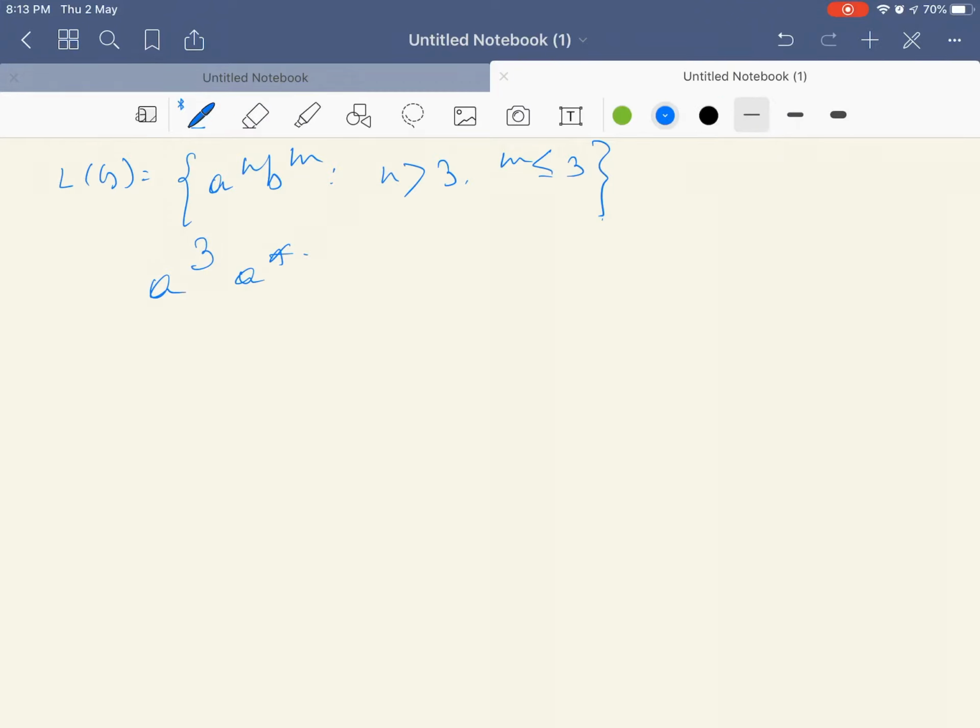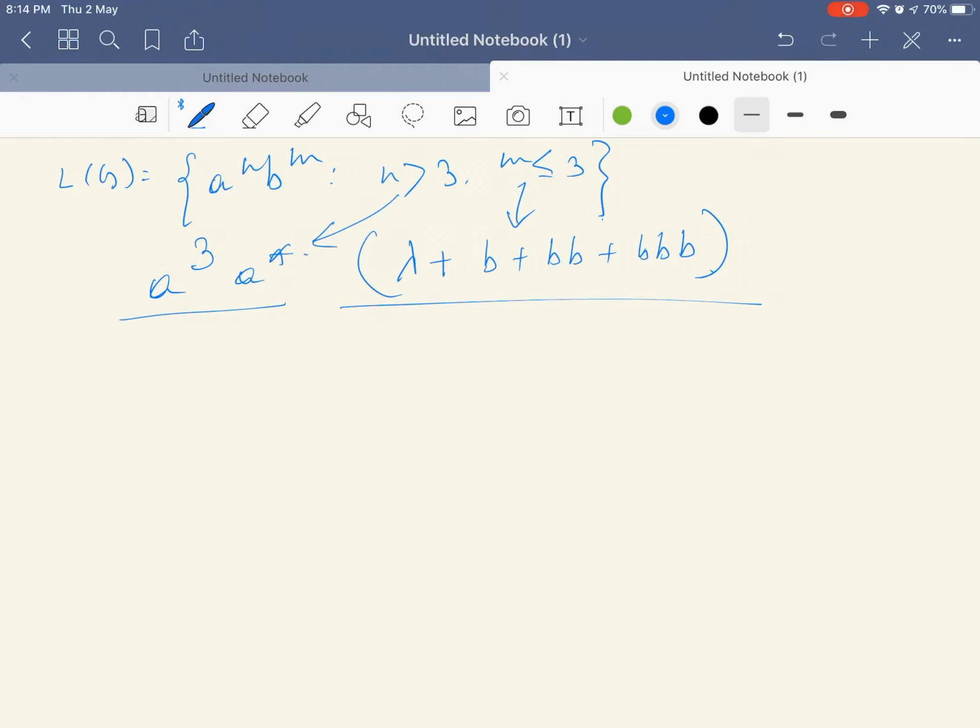Okay. Now for b to the power m, the maximum value of b must be 3, but more than 3 is not possible. So 2 b's can be possible, 1 b can be possible, even no b can also be possible. So how to confirm that? No b can be confirmed by only lambda, 1 b can be confirmed by a single b, 2 b's, and even 3 b's can also be possible. So this one is confirming this condition, and this one is confirming the other condition.